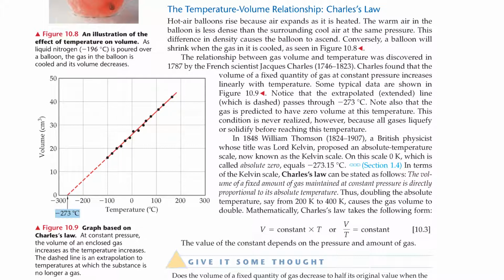Mathematically, Charles's law takes the following form. Volume equals a constant times temperature, or volume divided by temperature is equal to a constant. The value of the constant depends on the pressure and amount of gas.